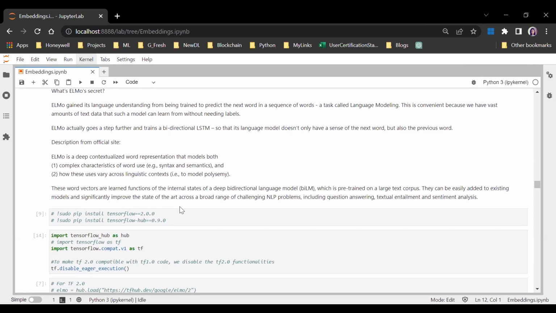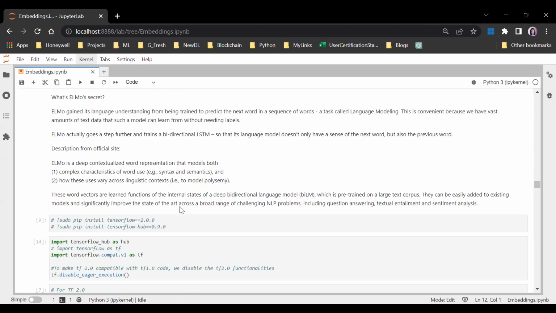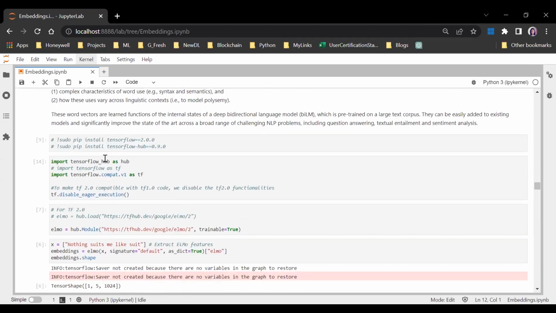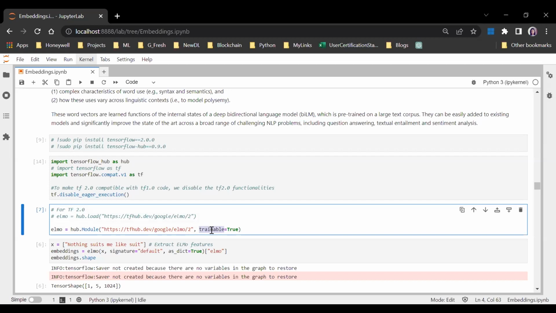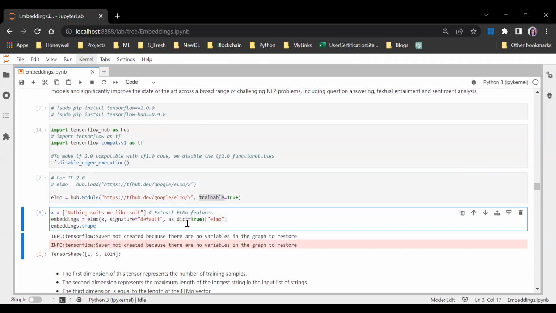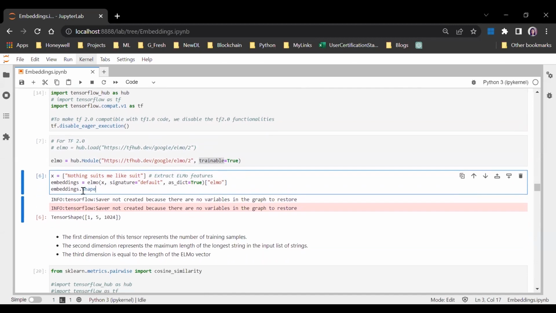And the way we can leverage the ELMo model is using the TensorFlow Hub. In the TensorFlow Hub, there are pre-trained models available here, and different versions are also available. Here I'm using an ELMo model with version 2. And there's a parameter called trainable. We can set it to true or false based on our requirement, whether we want to train this model further or it's not needed. So here is an example of how we can get the embedding for a particular sentence.